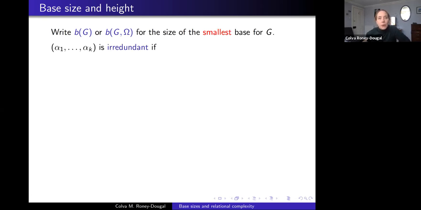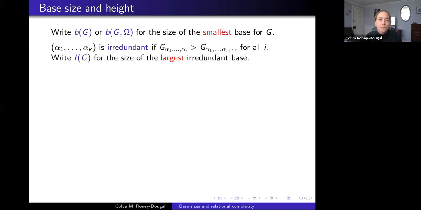Then I'll say that a sequence alpha_1 up to alpha_k is irredundant if each time I stabilize one more point, so I've stabilized up to alpha_i, stabilize one more point, I drop. So each time the stabilizer is properly smaller than it was before. So nothing is already stabilized. I'm not wasting points. And I'll write I(G) for the size of the largest irredundant base. So the smallest base is little b(G). I(G) is the largest irredundant base.